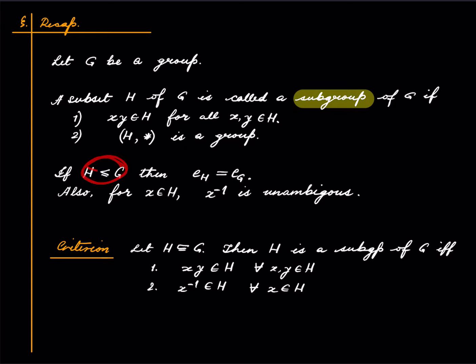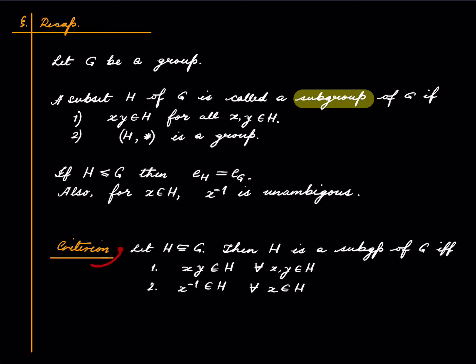We saw that if H is a subgroup of G, and this less than or equal to is the notation for subgroup, then e_H equals e_G, meaning the identities coincide. And further, if you have any element in H, then its inverse is unambiguous, meaning you can take the inverse in H, or you can take the inverse in G, but those two are the same thing. So we do not need to qualify this with a subscript or anything. This is just an unambiguous thing.